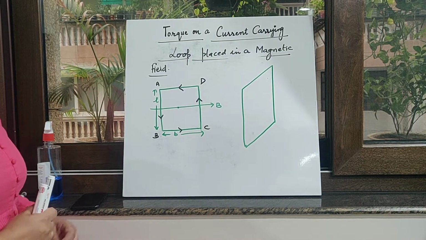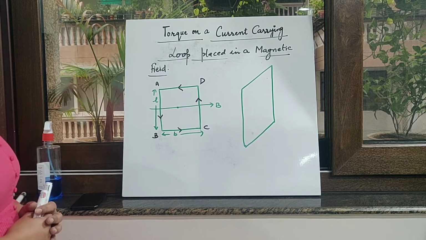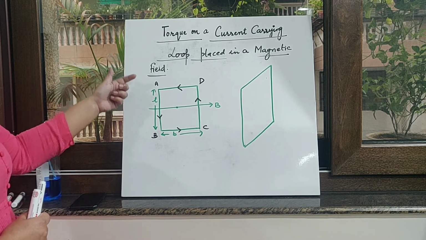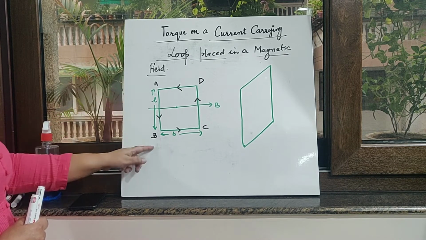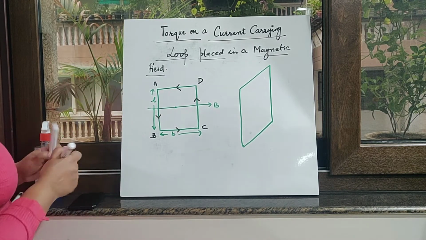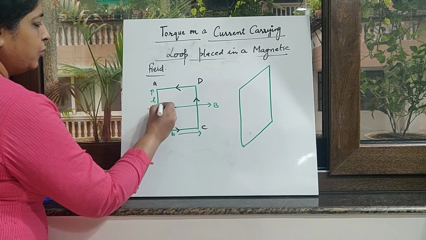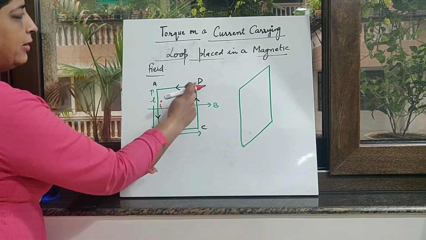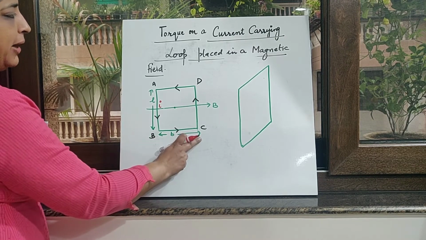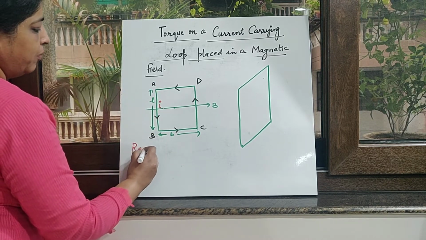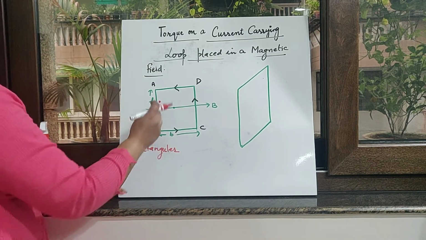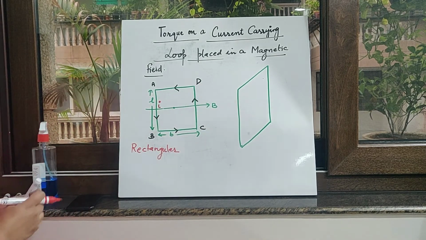Hello everybody. Today we are going to learn in this video torque on a current carrying loop placed in a magnetic field. So here I have shown a loop ABCD. This is the loop and it is carrying current which is shown by these black arrows. I is the amount of current which is flowing in the loop. L is the length of the loop and B is its breadth. So it is a rectangular loop, right? And we want to find out what will happen if it is placed in the magnetic field.